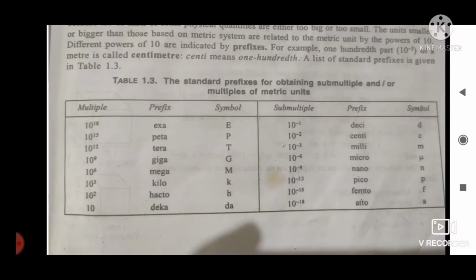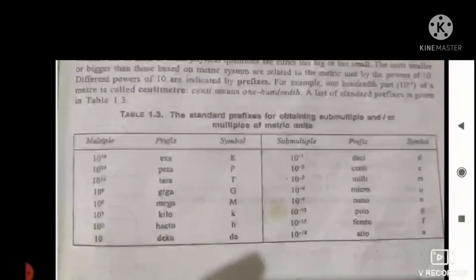In the previous class, we discussed the 7 base SI units. What are the 7 base SI units? Length, mass, time, electric current, thermodynamic temperature, amount of substance and luminous intensity. The metric system has been adopted almost around the world.